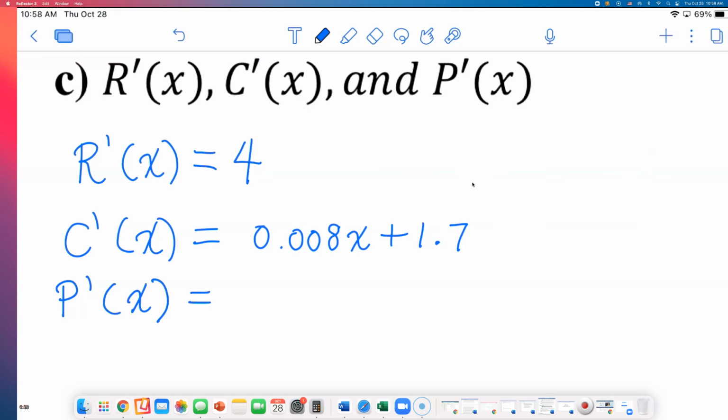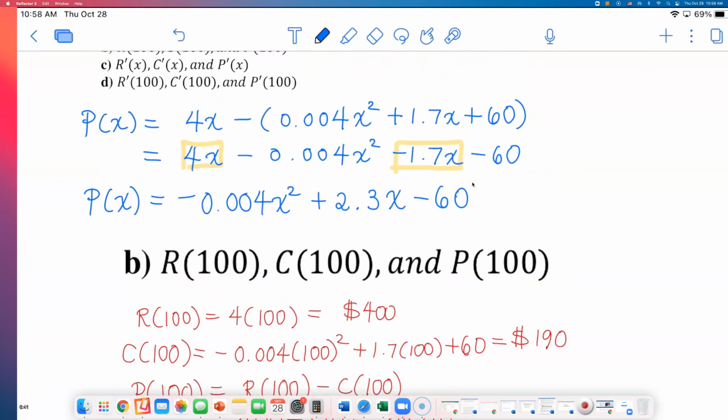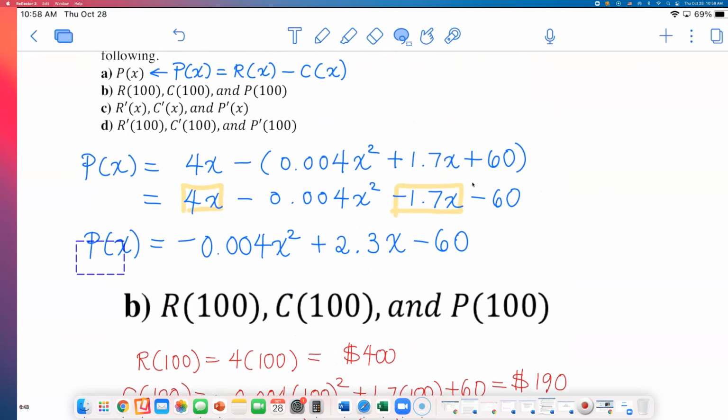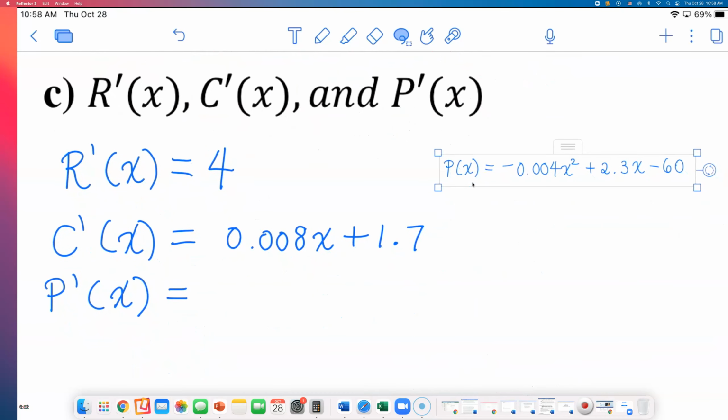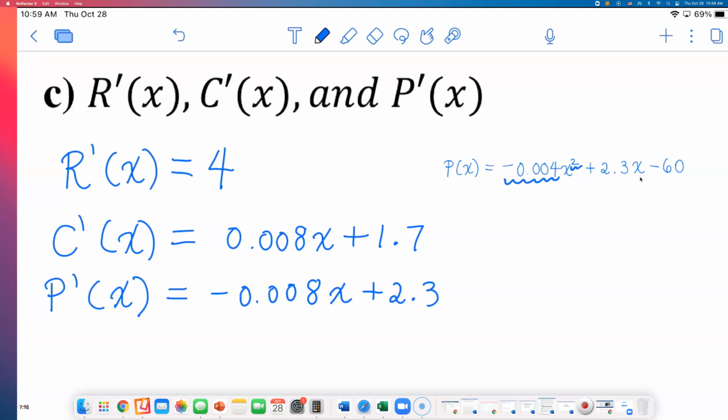Okay. What was p of x that we found? Let me go grab that. Here is that p of x. I'll go ahead and copy this real quick and put it here so that I can look at it as I'm taking the derivative. So we're taking the derivative of this function right here. I need to multiply this leading coefficient by 2, which is negative 0.008x. And then I need to take the derivative of 2.3x, which is plus 2.3. So that is our p prime of x, okay?